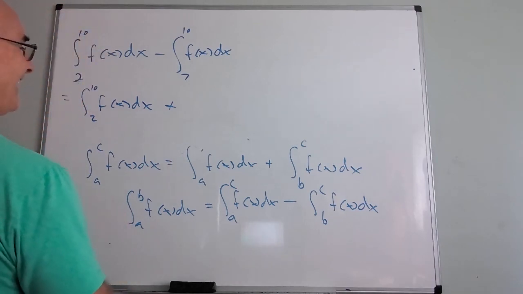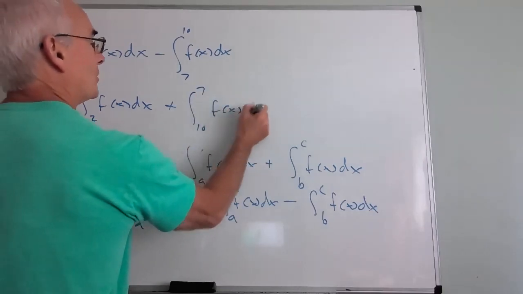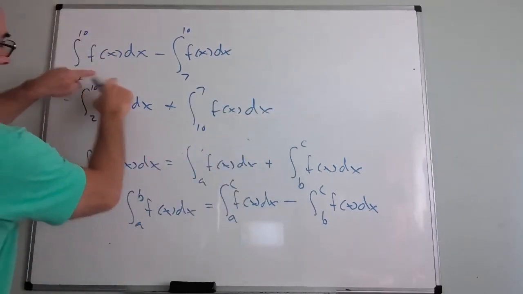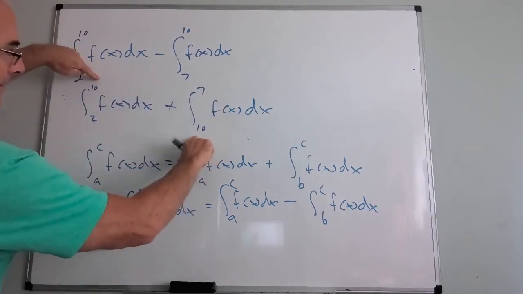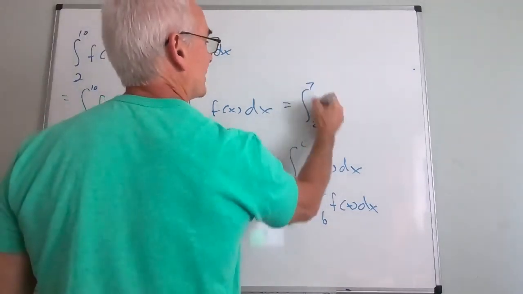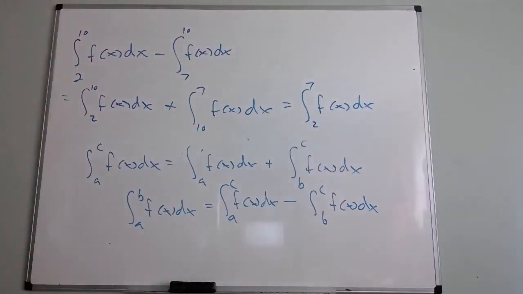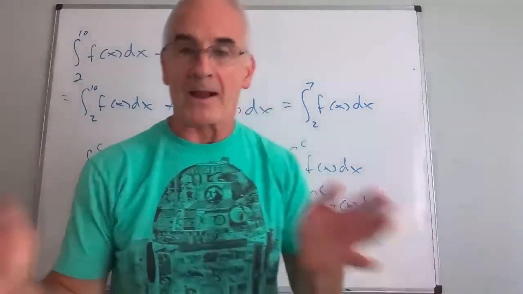10 to 7? From 10 to 7, is this a good thing? Yeah, so this will equal what? 2 to 7. It's basically a way of combining integrations.